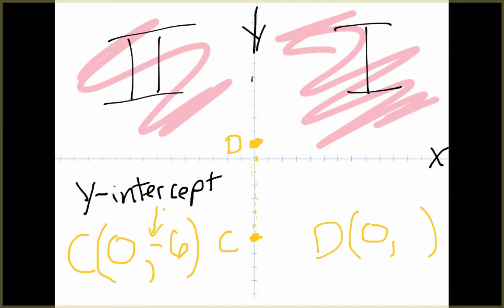All right, point D, I just need to go up one space. I didn't need to move left or right. Since I only need to go up one space, I'm just going to put a 1.